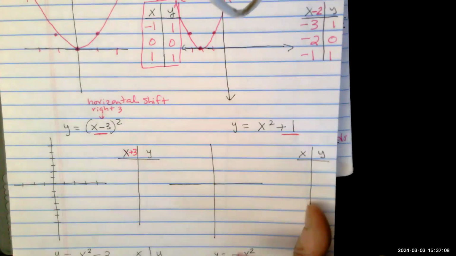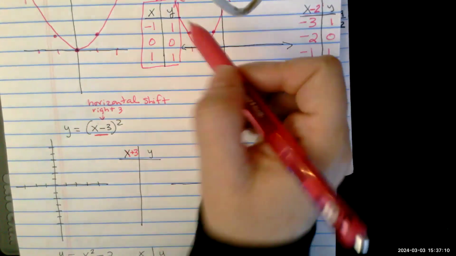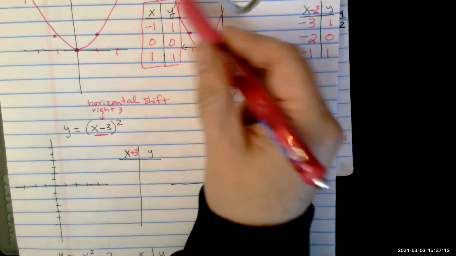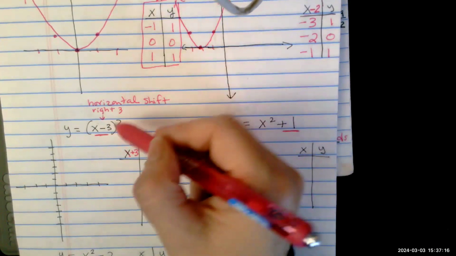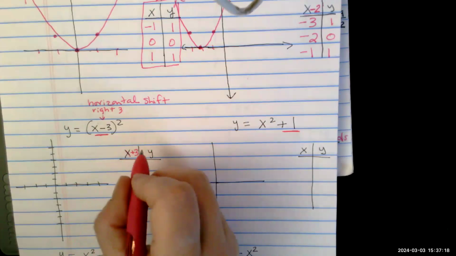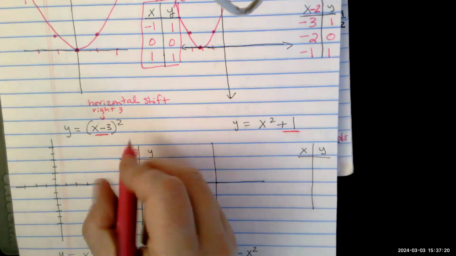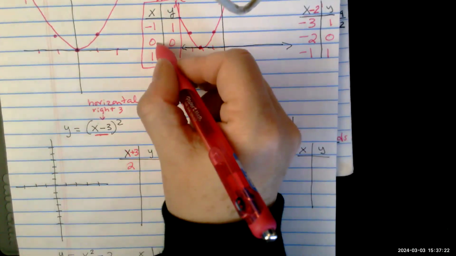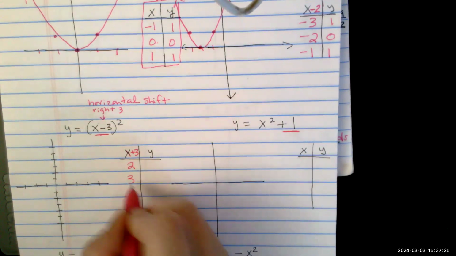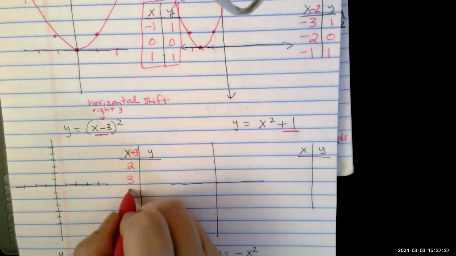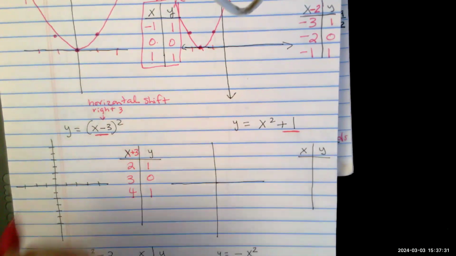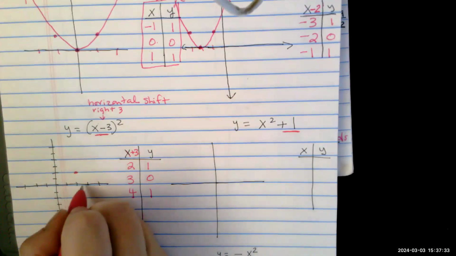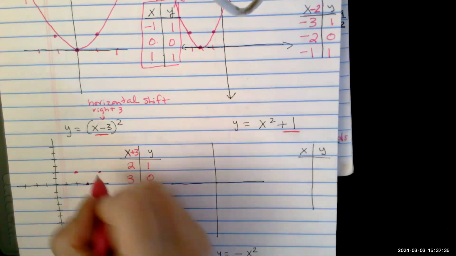So don't forget that every time we're doing this, we're starting with our parent graph numbers. So it's the -1 I'm going to plug in here and add 3. Sorry, we're plugging in here. -1 plus 3. I'm going to take my 0 plus 3. I'm going to take my 1 plus 3, and then my y values stay the same. 2, 1, 3, 0, 4, 1.